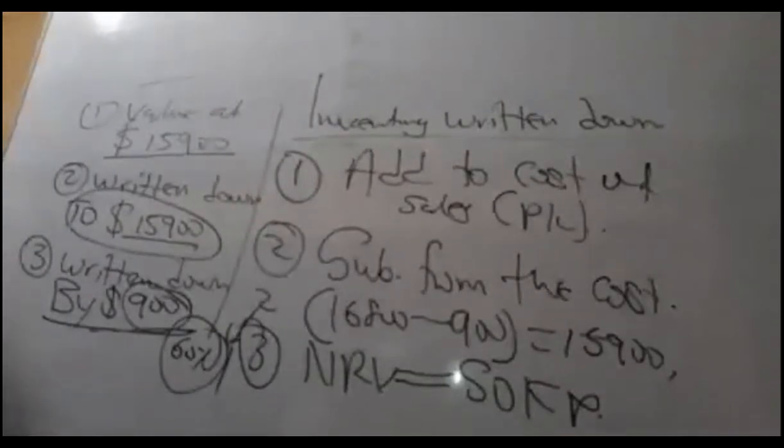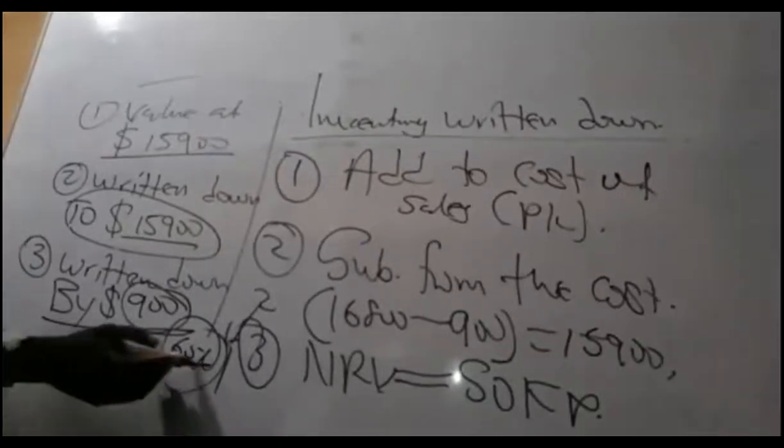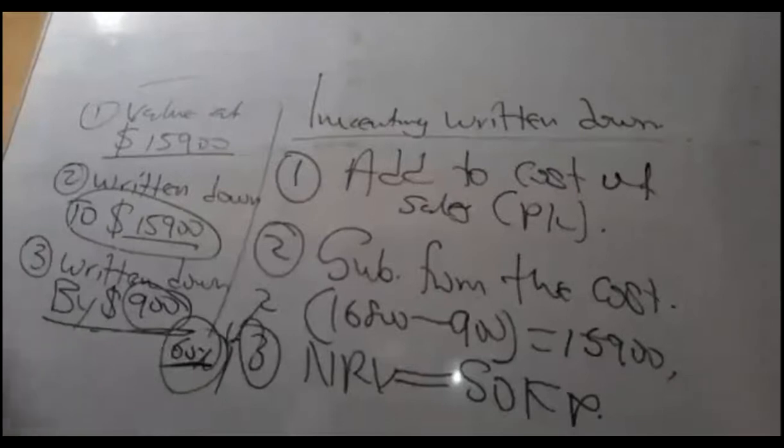But in genuine cases, some of the goods are in very good shape, but they've reduced the price by 60%. Definitely they will not get the cost. The NRV will be lower than the cost of these goods. So these are the circumstances where the NRV will be lower than the cost price. Good. So that is it.